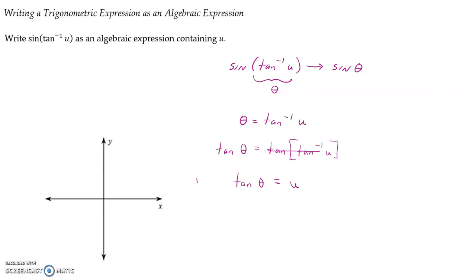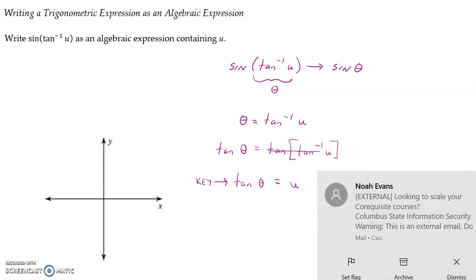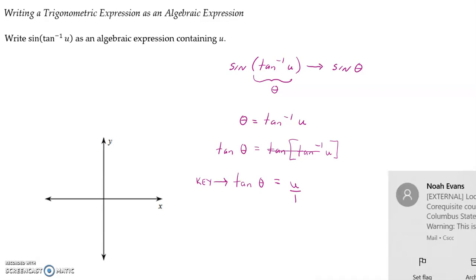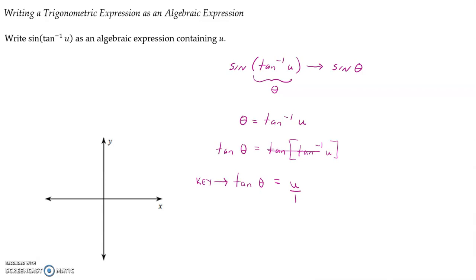u. Now remember that this is the key piece of information that we need so that we can go draw our triangle. Now normally we're used to seeing tangent of theta being equal to some fraction. Keep in mind that even though I only have the letter u right here, I can always write this as something over 1. And that's going to help me out now with my triangle, because now I have my opposite side and my adjacent side.